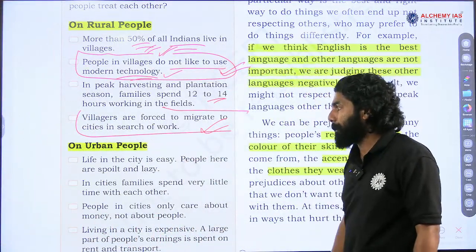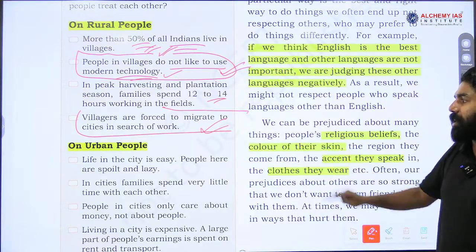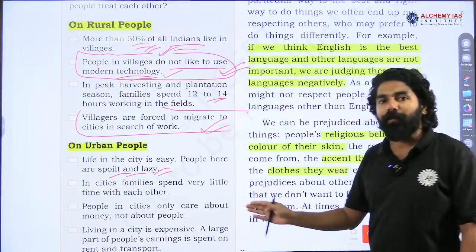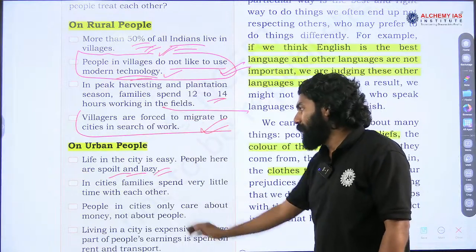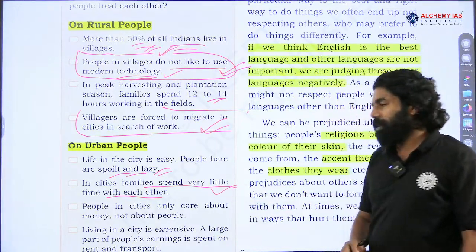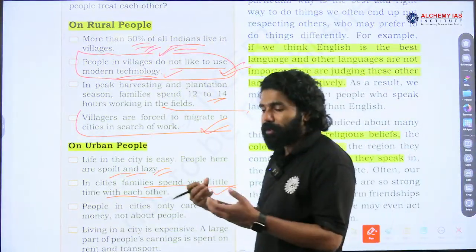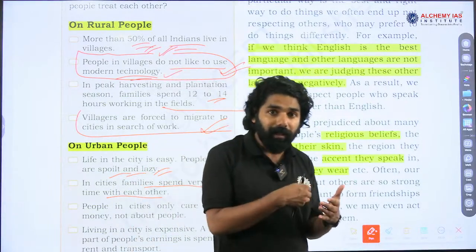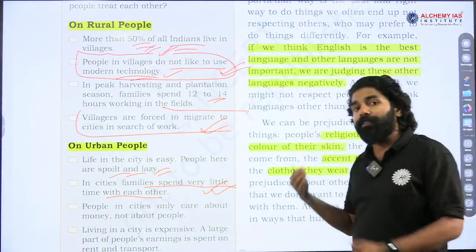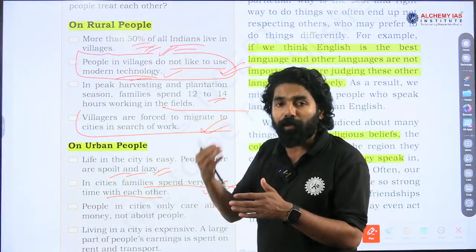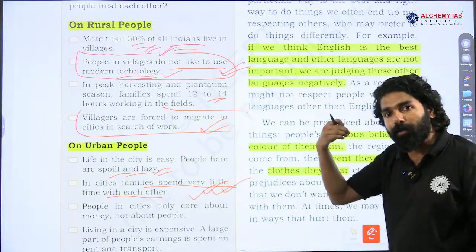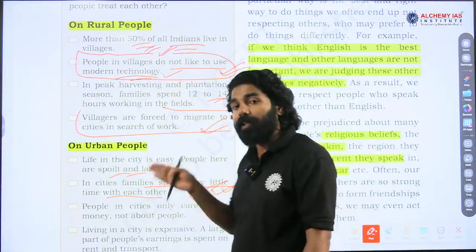Next, urban people. The example here: life in the city is easy, people here are spoiled and lazy. Again, you can see certain keywords that are examples of the prejudices we have towards urban people. In cities, families spend very little time with each other. It may not be true. Some families prefer to take time, because even though they reside in cities and follow an urban lifestyle, they still spend time with family, maybe having entertainment together, going for a movie or a park. This way they also engage with the family. Not necessarily do all people residing in urban cities give only little time to their families.